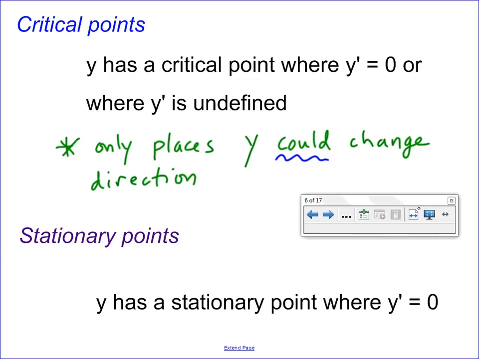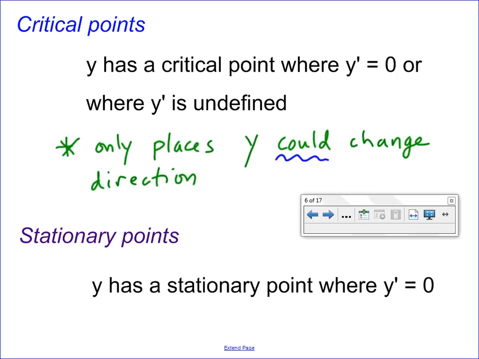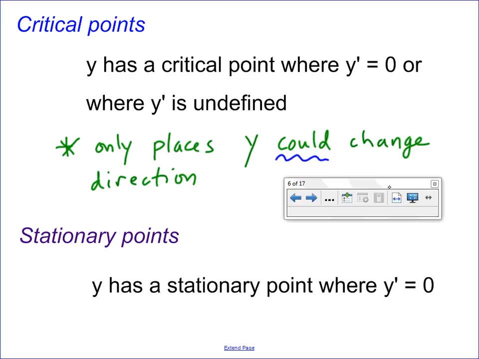All right. An additional new vocabulary term for us is stationary point. y is said to have a stationary point at x equals c when y prime equals 0. So one of these two places, if y has a horizontal tangent, then that's said to be a stationary point on y.